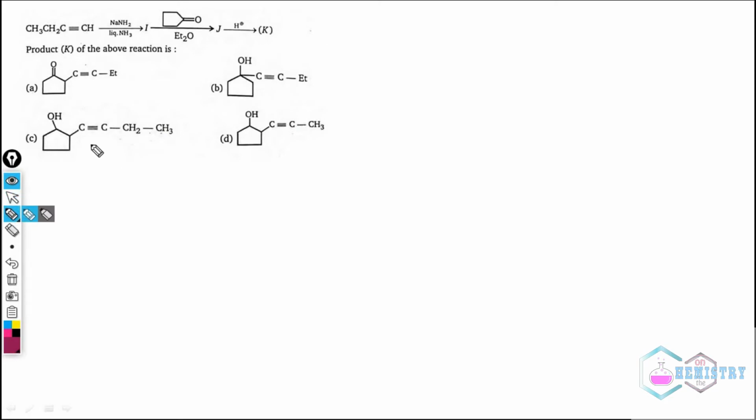Now, what does this question ask? Here there is an alkyne that has been reacted with NaNH2 in liquid ammonia to form I, which is further reacted with this compound, cyclopentanone, to form J, and finally it's acidified to give K. So we just need to find out what the product K is. What does NaNH2 in liquid ammonia do?